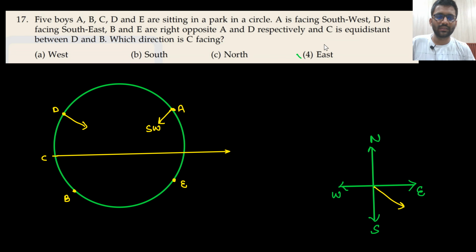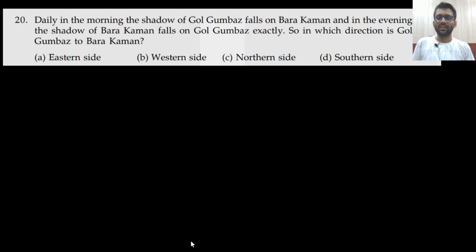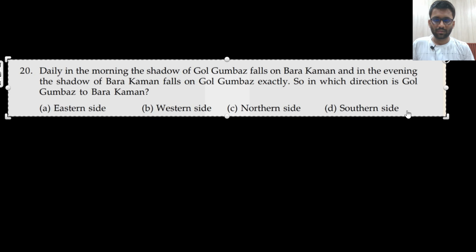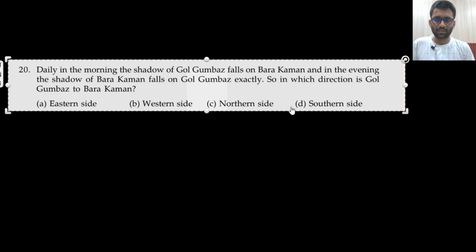Very easy. You just need to draw the diagram, nothing else. So in which direction is he facing? East. Well and good. Let's see this question. In the morning, the shadow of Gol Gumbaz falls on Barakaman.